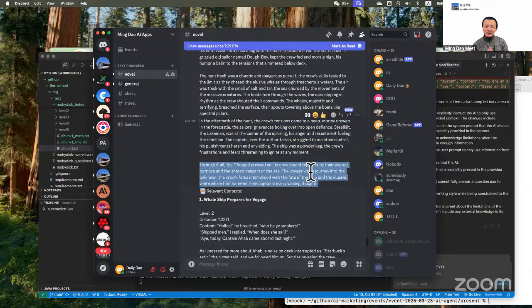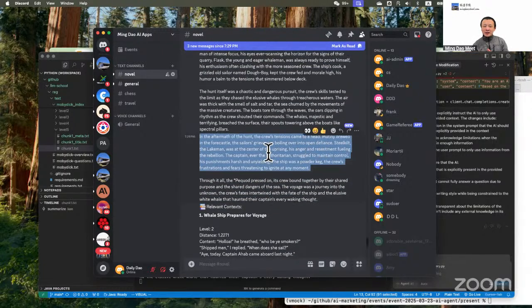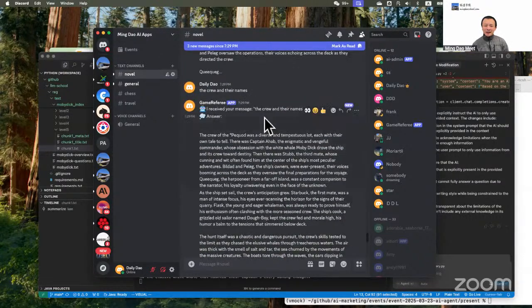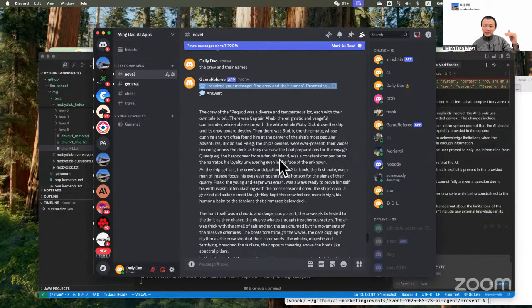And then let's see, the crew bound to the danger of the sea voyage. Yeah. So that's sort of the result: the captain was really motivated to catch the whale, and he is kind of like a dictator, but the crew has their own personality, and at some point they stopped listening to the captain, and then they had a mutiny, a revolt and rebellion on the ship. So that's the result. So this is the response to the crew and their names query.